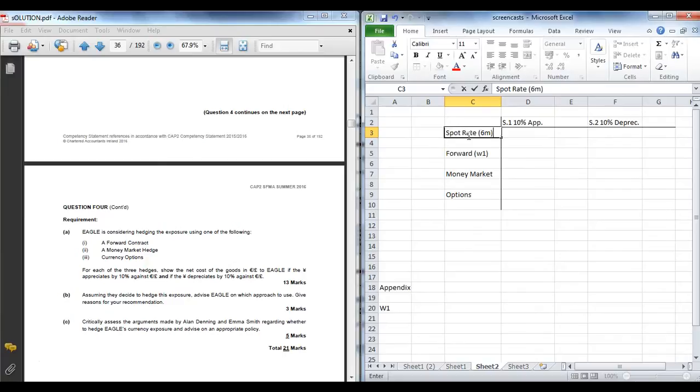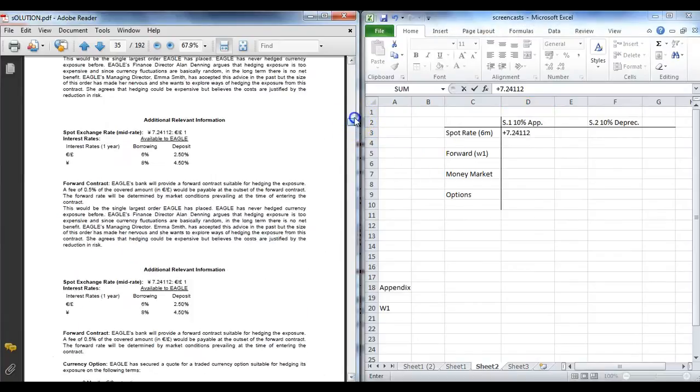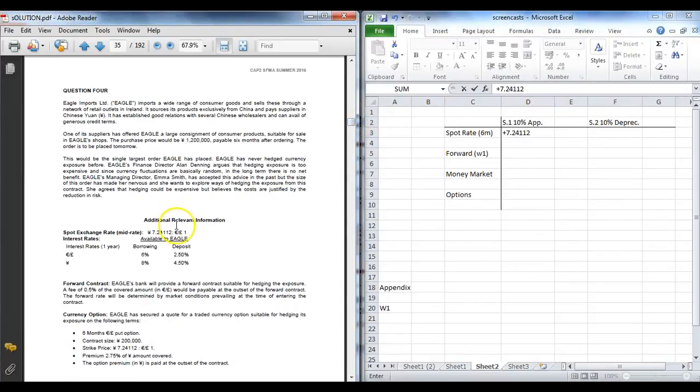So what do we expect the spot rate to be for both the scenarios based on what we're told? Well, if 10% appreciates or 10% depreciates. So if the spot rate, we'll start with appreciates by 10%, it'll be 7.24112, which is the spot rate here, times 0.9, so times 90%, gets you to 6.517.